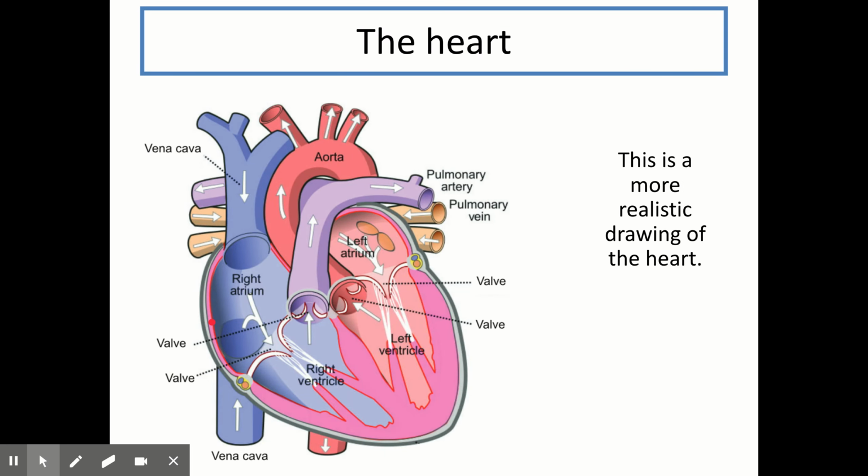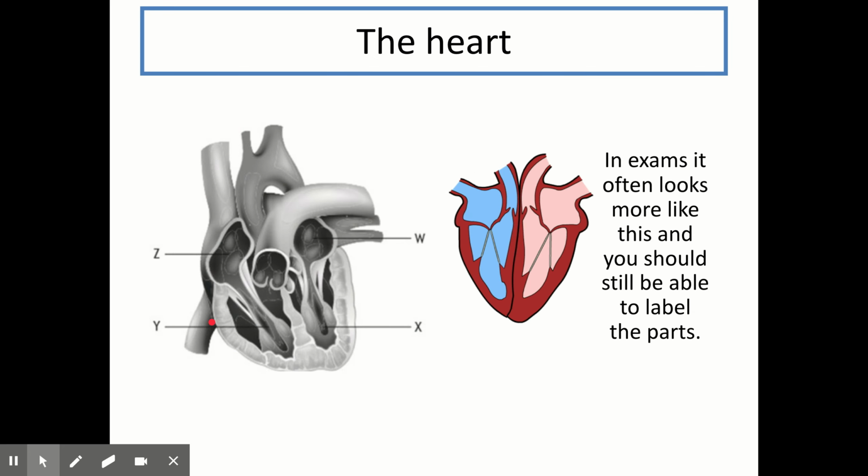So as I mentioned, in an exam, heart diagrams do not look as simple as our diagram from before. This diagram here is a more realistic drawing of a heart. And in exams, the diagrams often are simplified down to this, but not much further. You must be able to identify and label the parts of the heart from these diagrams, including the 4 chambers. So the 4 chambers are here, here, here, and here. And on this diagram, here, here, here, and here.